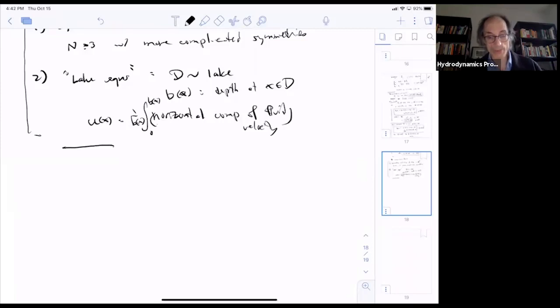So the Lake equation, where typically you would take the domain D to be bounded. That's kind of natural, and you might take the depth b to go to 0 on the boundary. Otherwise there's a sort of underwater cliff at the edge of the lake, and even that's kind of hard. These questions have been studied, but there are many open questions.